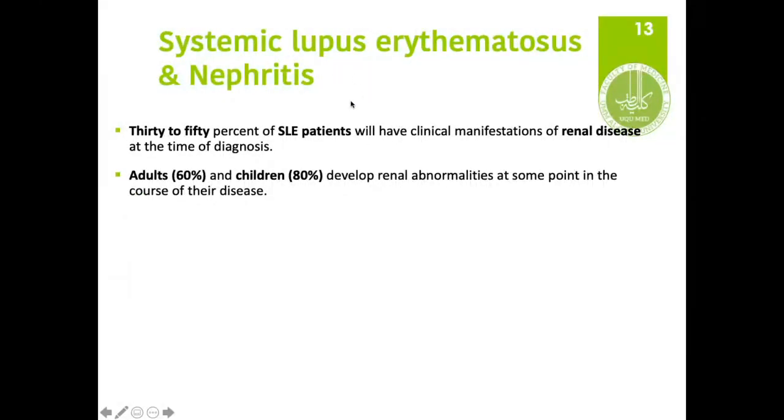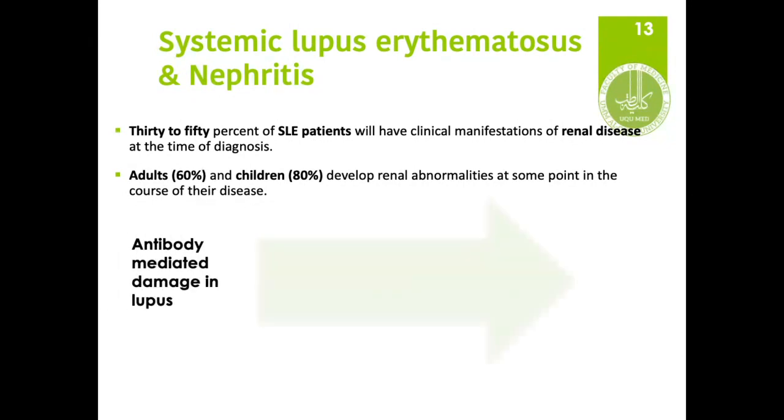Among SLE patients, 30 to 50% will have clinical manifestation of renal disease at the time of diagnosis. Adults 60% and children 80% develop renal abnormalities at some point in the course of their disease.